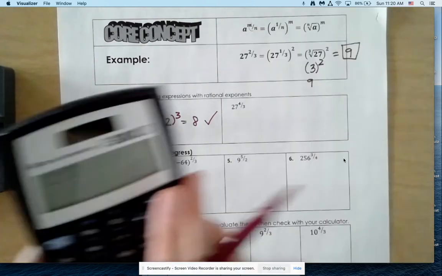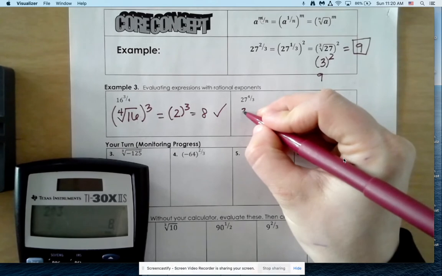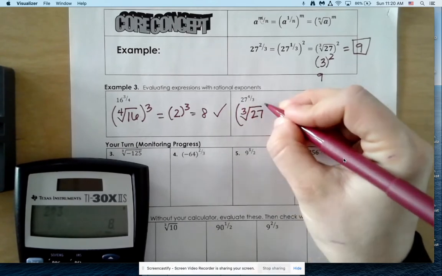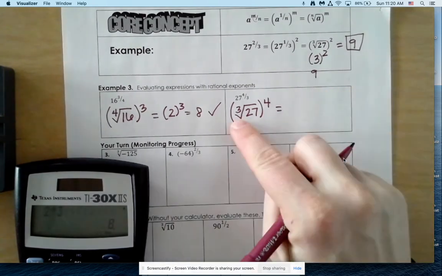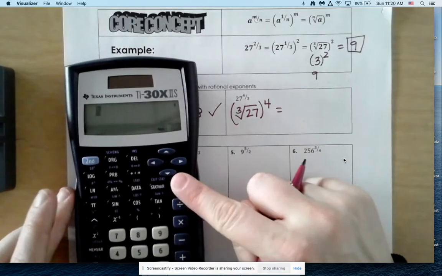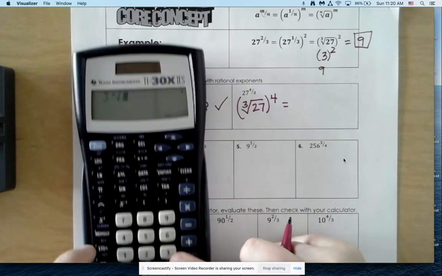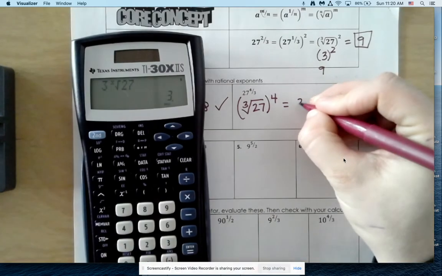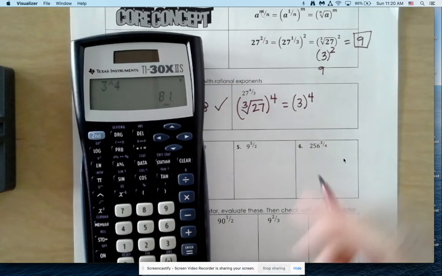Okay, let's try another one. So again, the denominator goes out in front, so the 3rd root of 27 to the 4th power. So we have to figure out what number times itself 3 times is 27. So in your calculator, hit 3, up arrow, 27. So the cube root of 27 we know is 3, to the power of 4. 3 to the power of 4 equals 81.